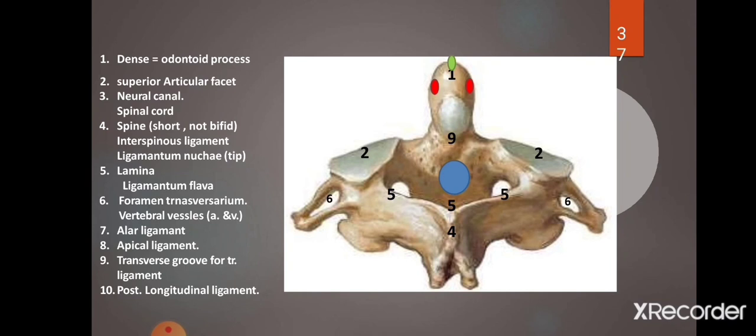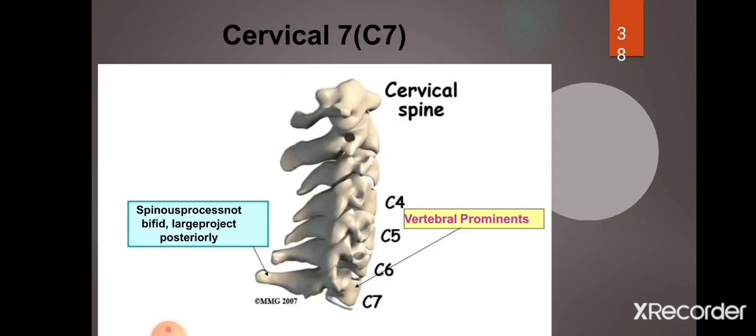So here we can see the identifying features and the most prominent points of the axis cervical vertebra, and the attachments also, demarcated with the numbers. Now the seventh cervical vertebra is again an atypical vertebra having a spinous process which is not bifid, and it is very large and projects posteriorly. It is also known as vertebra prominens.